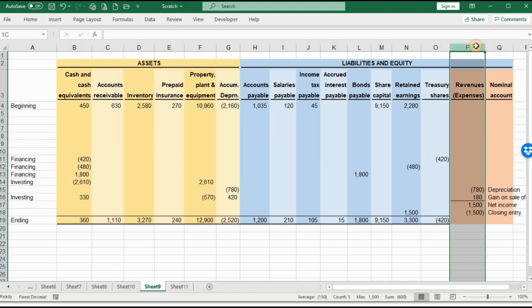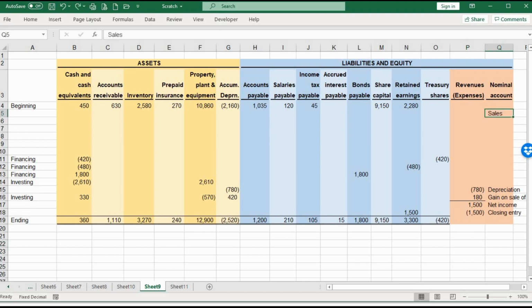Looking at the revenues and expenses column, we only included two nominal accounts, the 780 and 180, which are both related to investing and financing. Now, let's include all remaining accounts because those accounts that remain in our income statement are all related to operating activities.